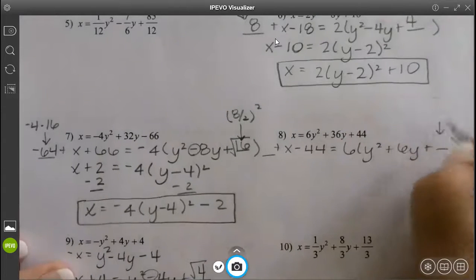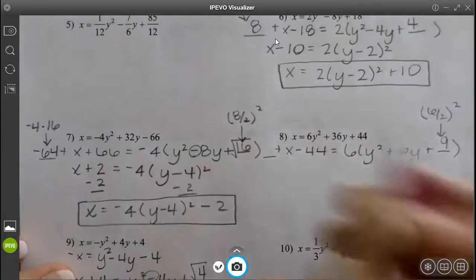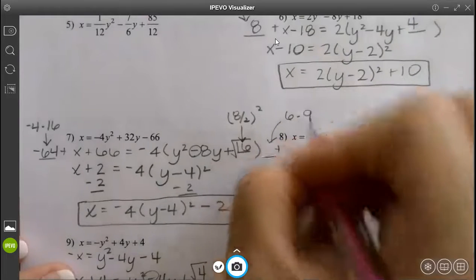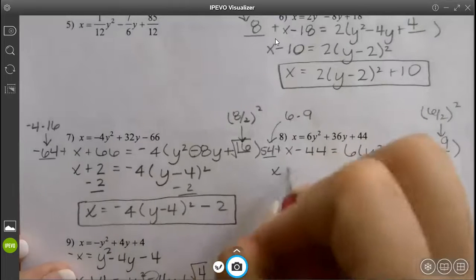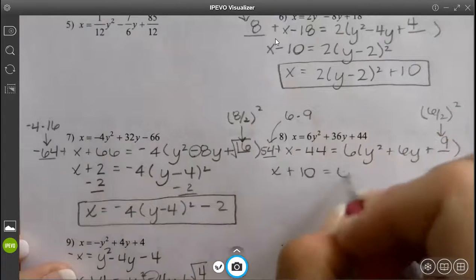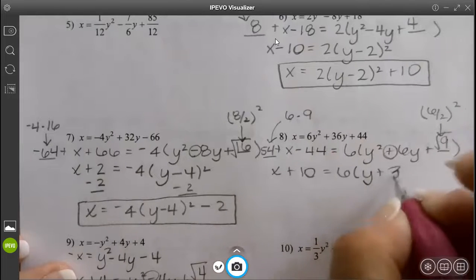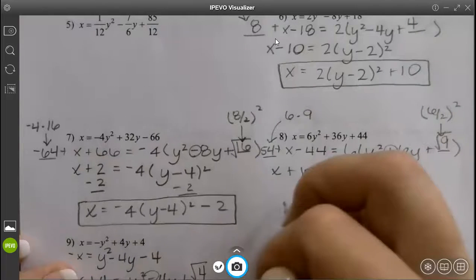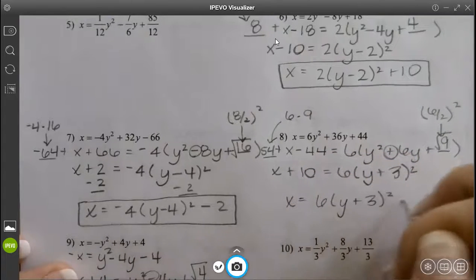Six divided by 2 is 3. Squared is 9. In that box, what you took out times what you put in is 54. 54 minus 44 is 10. Clean it up. 6 times y plus 3. And then move your 10 over. X equals 6 times y plus 3 squared.